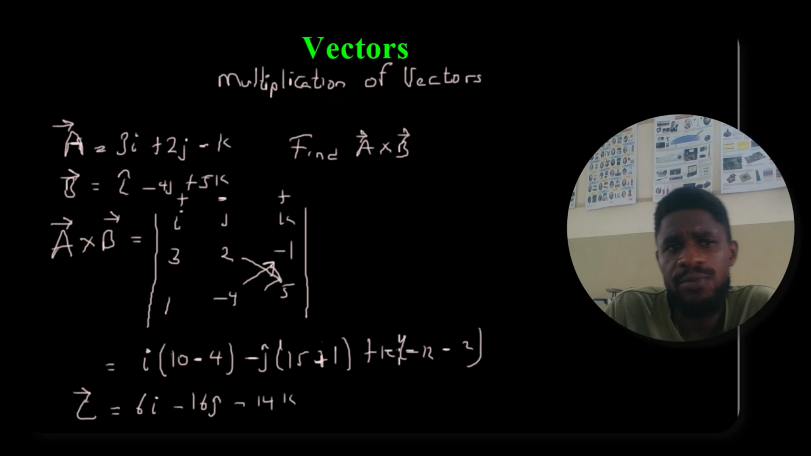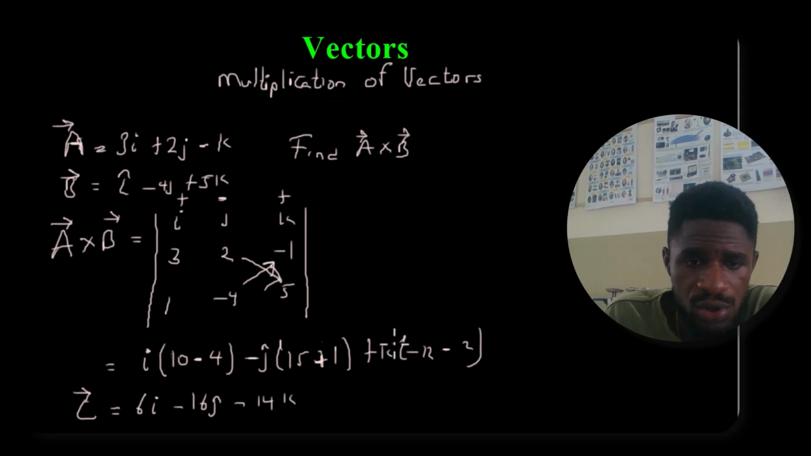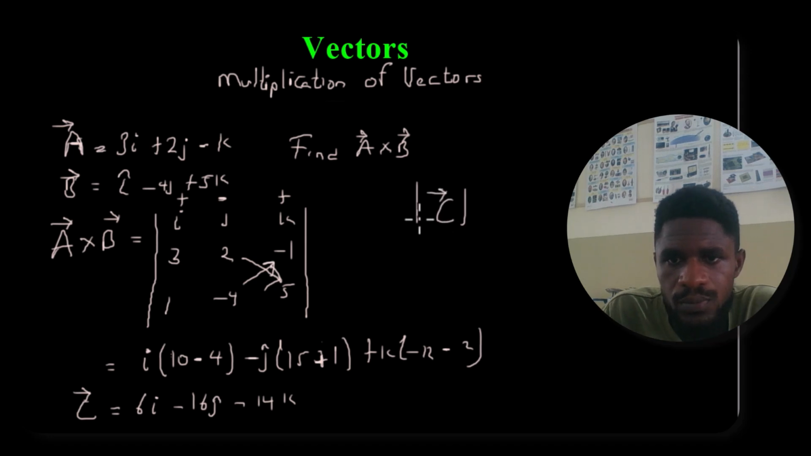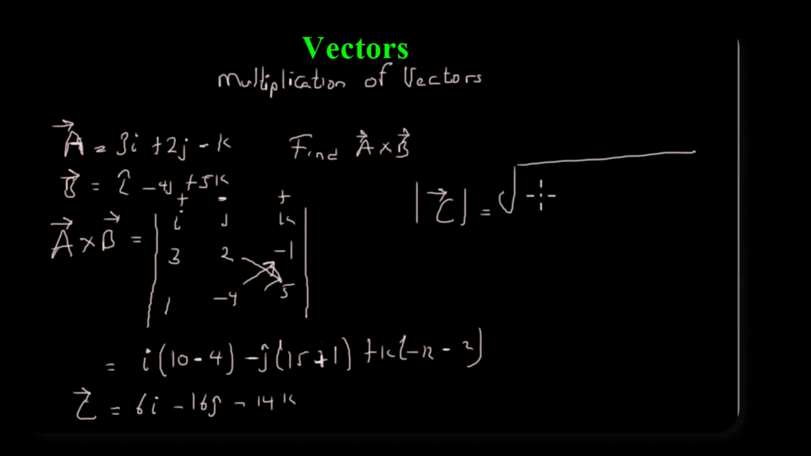Now you might also be asked to find the magnitude of C. So the magnitude of C will be equal to the square root of 6 squared plus 16 squared plus 14 squared. So let's take our calculator outside for this. So what is 6 squared? That's 36. Okay. So 6 squared plus 16 squared plus 14 squared.